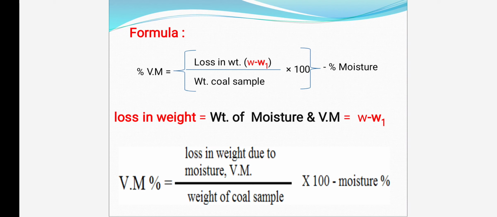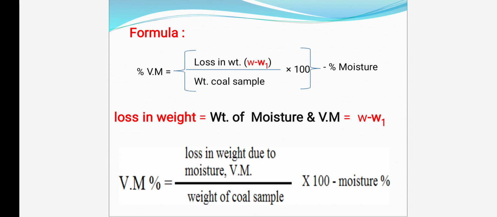Why do we have to deduct percent moisture from this formula? Because we have to find only volatile matter. For the loss in weight, moisture as well as volatile matter both are responsible. So we have to find only volatile matter, so we have to subtract percent moisture from the formula.